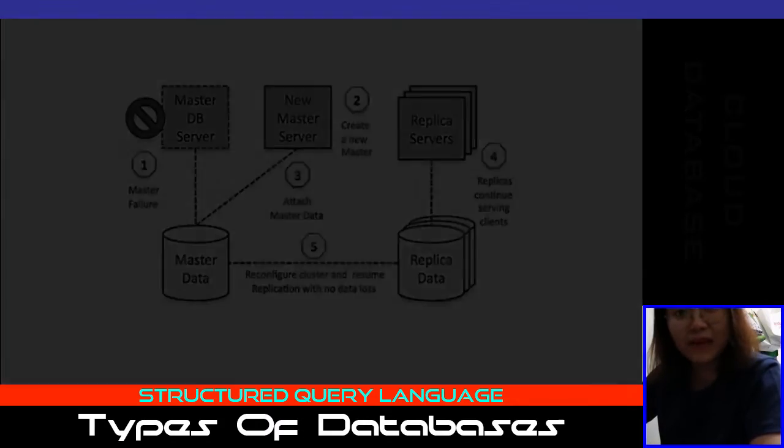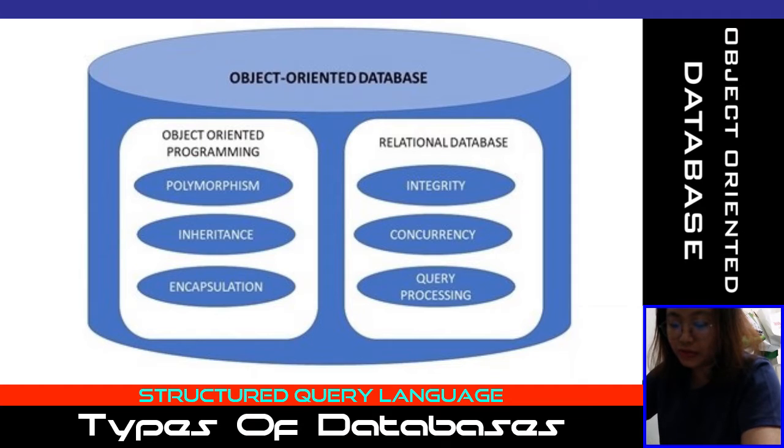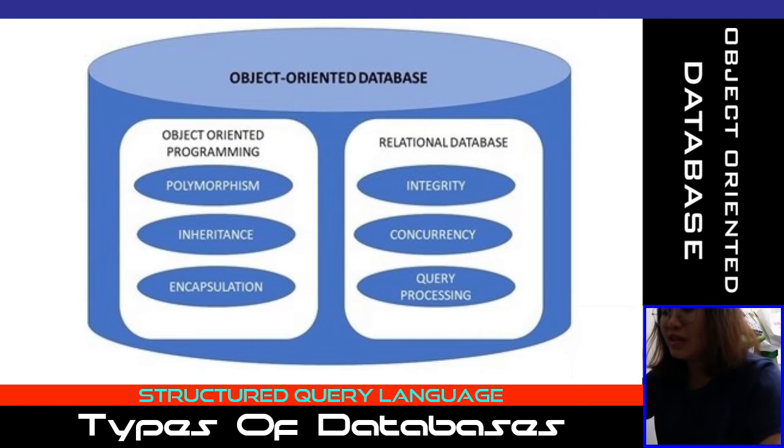So, the next type of database is the object-oriented database. It is a combination of object-oriented programming, or OOP, and relational database. There are various items which are created using object-oriented programming languages like C++, C#, Java, which can be stored in relational databases, but object-oriented databases are well-suited for those items.